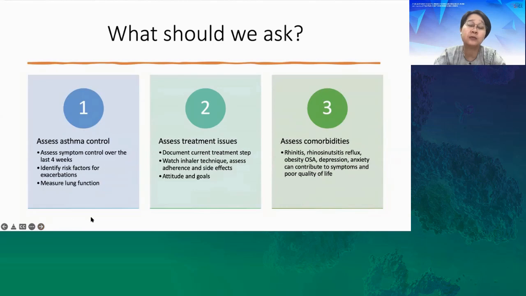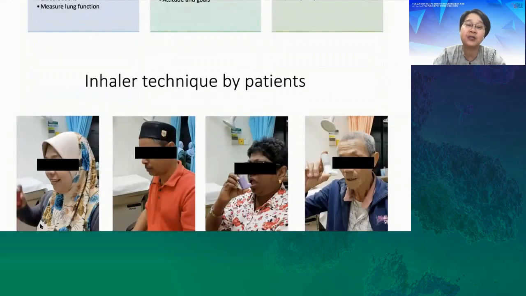So what are the questions we ask? We want to assess the asthma control using the ACT. You want to assess the treatment issues, meaning you want to document what medication the patient is on. You want to watch the inhaler technique. You also want to assess the adherence and the side effects and look at the patient's attitudes and the goals that the patients want to achieve, whether they actually meet your goals as well. Most of the time we forget to do this, but it's important to look at the comorbidities of rhinitis, rhinosinusitis, reflux, obesity, concurrent diseases such as obstructive sleep apnea, depression, and anxiety, which can contribute to the symptoms and lead to poor quality of life in patients.